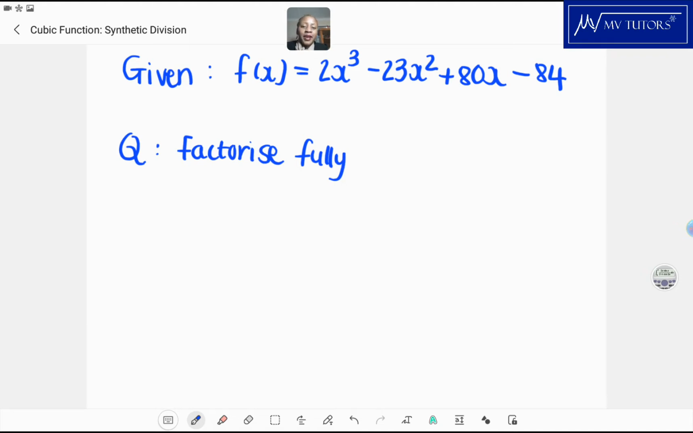Okay, so my husband covered the long division. I personally don't like it. I feel like it takes a long time. So I'd rather show you a shorter method, and this is called synthetic division.